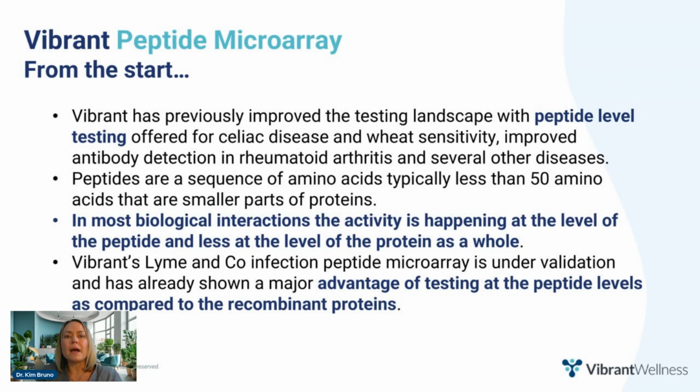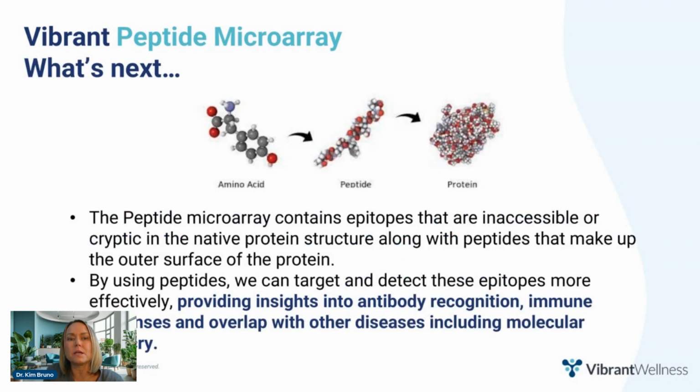Vibrant has really improved the testing landscape with this peptide level testing. Most of the biological interactions happen at the peptide level and not necessarily at the protein as a whole, which is why it's so valuable to use a peptide microarray in an immunochip to test at the peptide level. We were able to do that in celiac disease with wheat sensitivity, and in detection with rheumatoid arthritis and other diseases.